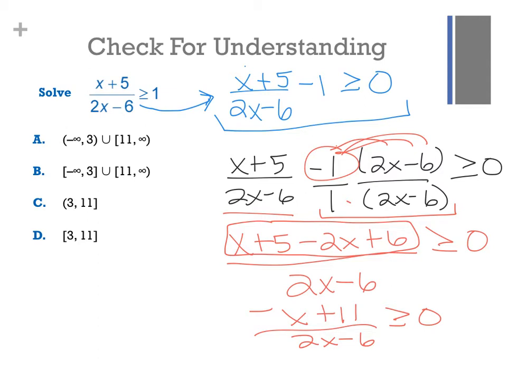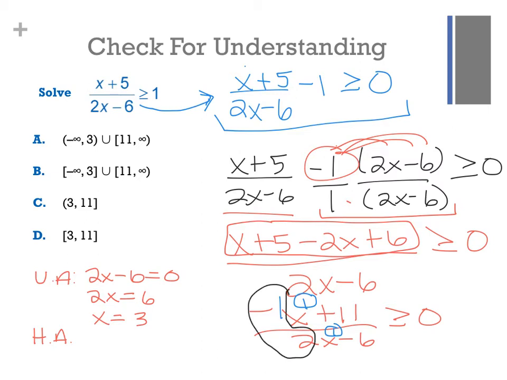Just looking at this function, I know that my vertical asymptote is when my denominator is equal to 0. So if I set 2x - 6 equal to 0, 2x equals 6, that is x equals 3. We're going to have a vertical asymptote. We are going to have a horizontal asymptote when the degree of the numerator and the degree of the denominator are the same. Because our highest exponent on top is 1 and our highest exponent on bottom is 1, we divide the lead coefficients to find our horizontal asymptote. So negative 1 over 2 is going to be our horizontal asymptote.